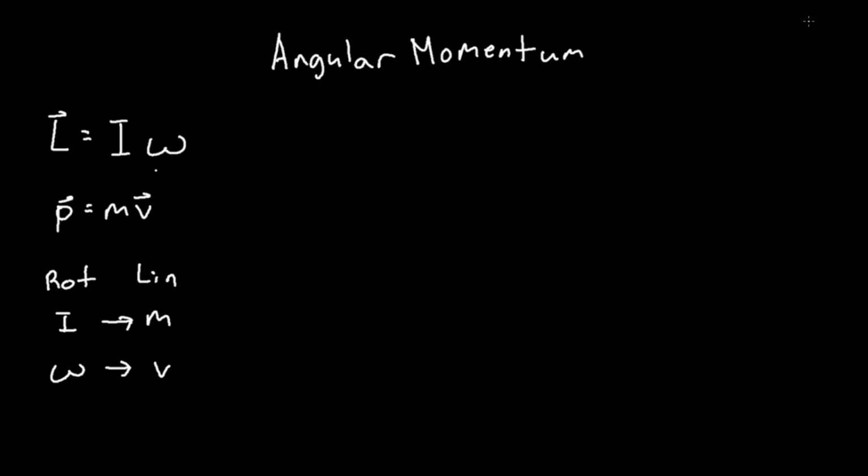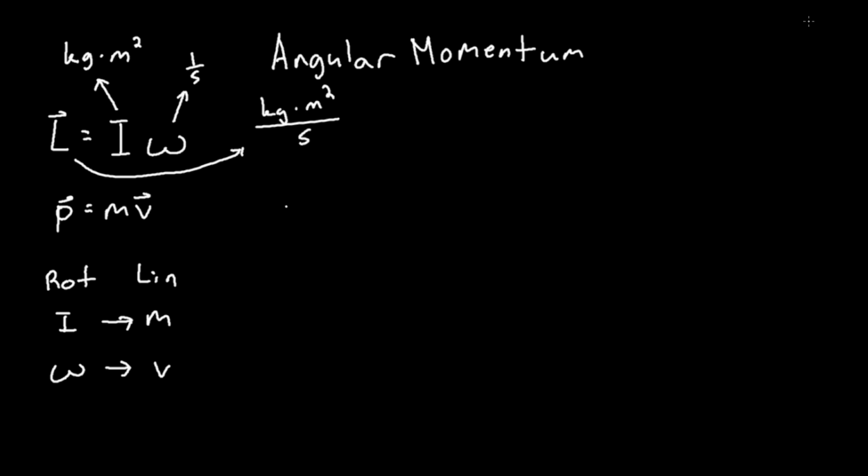And using this, you can calculate the unit for angular momentum. So the unit for angular momentum is, well, if the unit for moment of inertia is kilogram meters squared, and the unit for angular velocity is radians per second, but radians isn't a real unit, so it's just 1 over seconds technically, then the unit for angular momentum is just kilogram meters squared over seconds. Well, this is one way to calculate angular momentum.